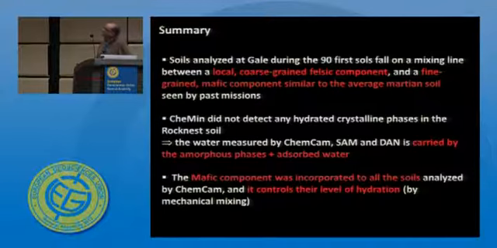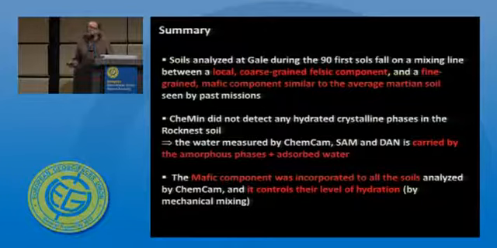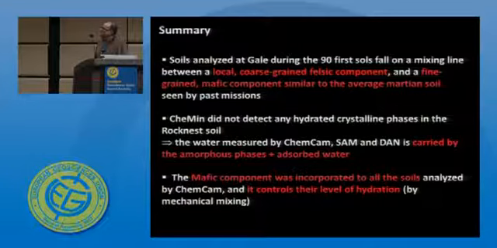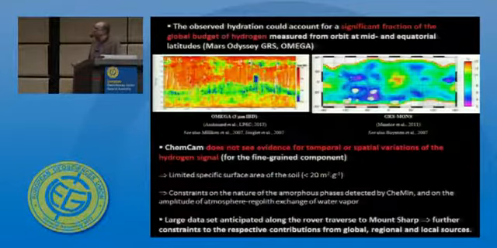So to summarize, we have analyzed the soils during the first 91 sols, and we think the soils fall on a mixing line between a local coarse-grained felsic component and a fine-grained mafic component, which are similar to the average Martian soil. And CheMin didn't detect any hydrated phase in the Rocknest soil, so the water seems to be carried by the amorphous phase. The mafic component was incorporated in all the soils analyzed by ChemCam, and it controls their level of hydration by mechanical mixing.